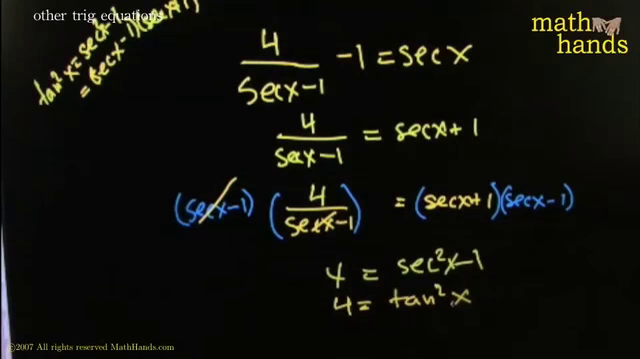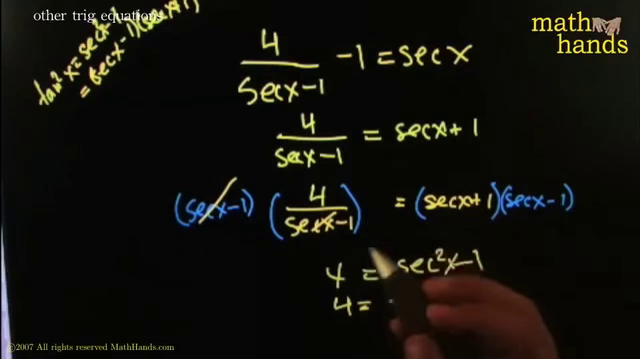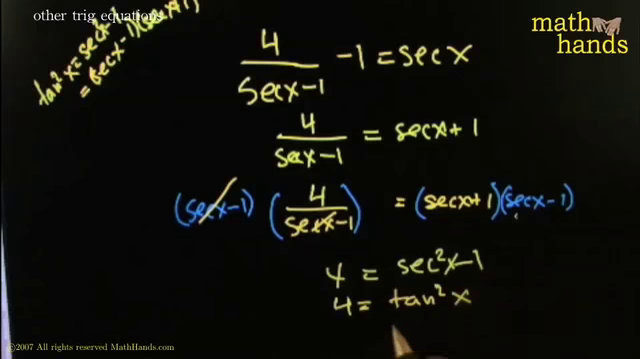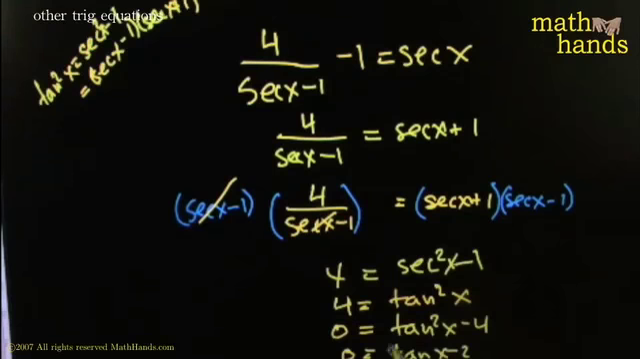Okay, let me see. Continue here. So you just have to remember here, check your answers at the end, because you may have introduced extraneous solutions. This will give you 0 is equal to tan squared x minus 4. And this will give you 0 is equal to tan x minus 2 times tan x plus 2.